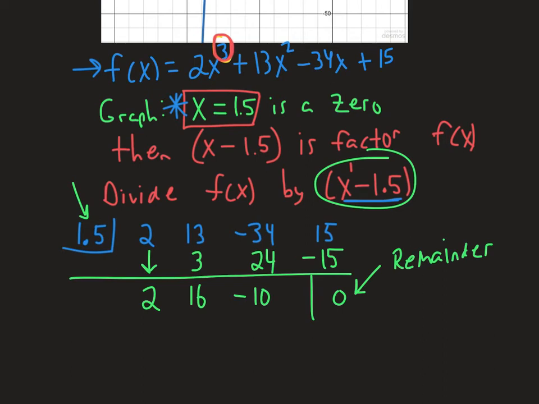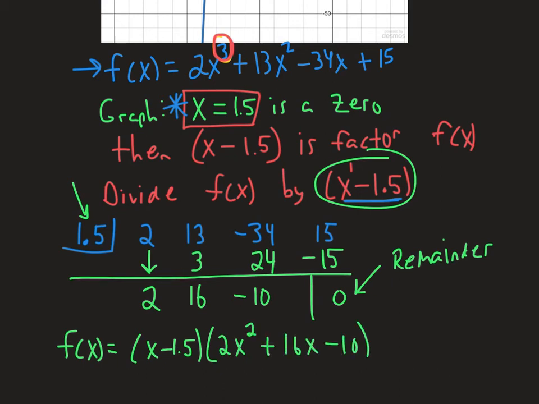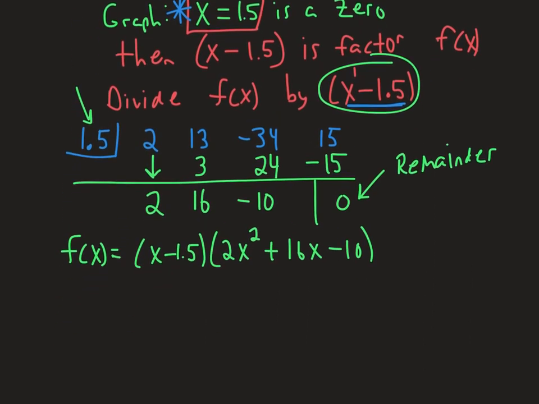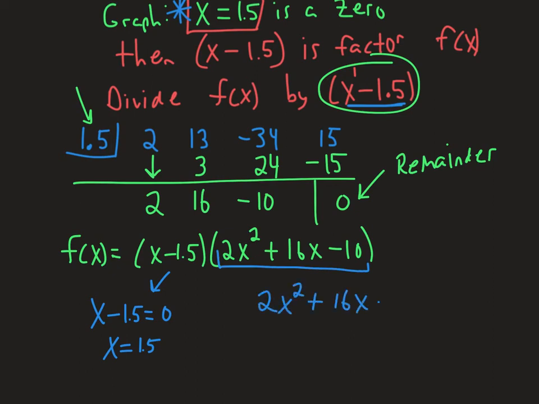So here's what we have. f of x, remember the big original polynomial, we knew x minus 1.5 was one of the factors. Now the answer to our synthetic division problem is 2x squared plus 16x minus 10. That's just a quadratic, which is going to be solvable by the quadratic formula. We already solved x minus 1.5 equals 0. We knew that answer from the very beginning. Remember the graph showed 1.5. This is going to give us our other two answers, but we're going to be able to get them exact.